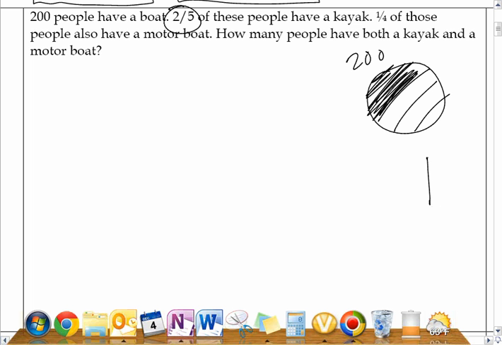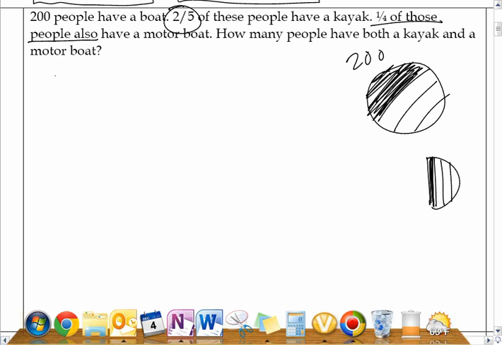Now down here, it says 1/4 of those people also have a motorboat along with the kayak. So this is going to represent the 2/5 that was shaded. And so 1/4 of 2/5 is going to be it. Now we're going to shade 1 of that.